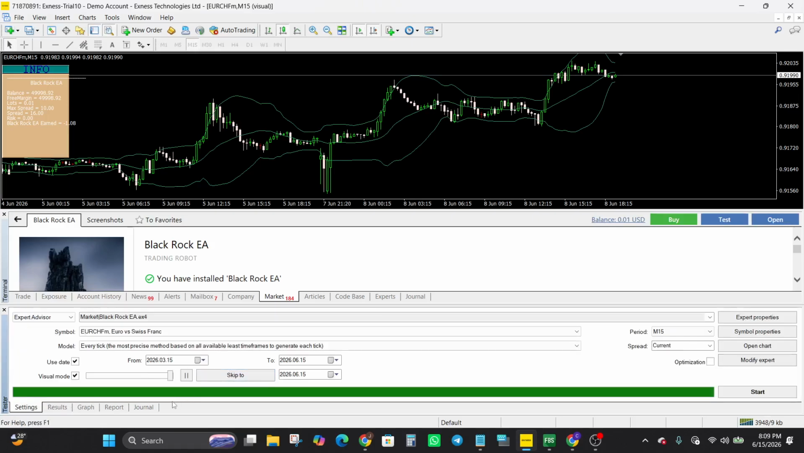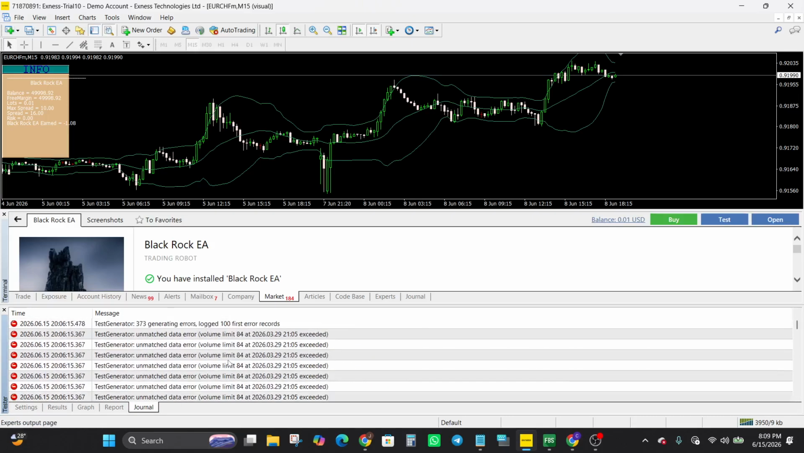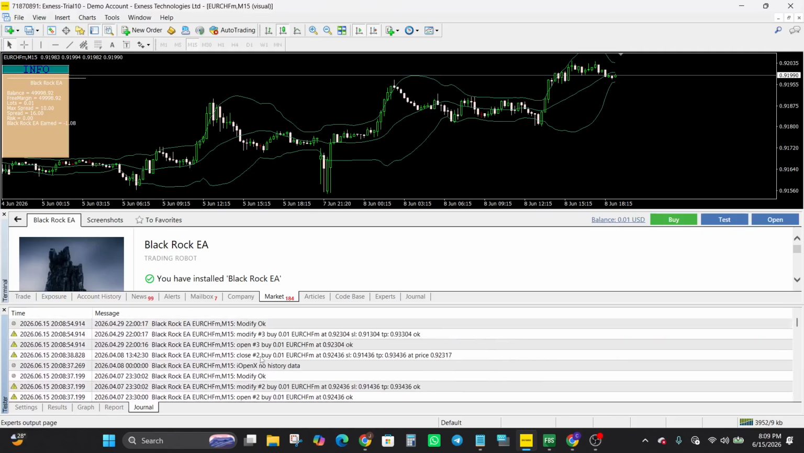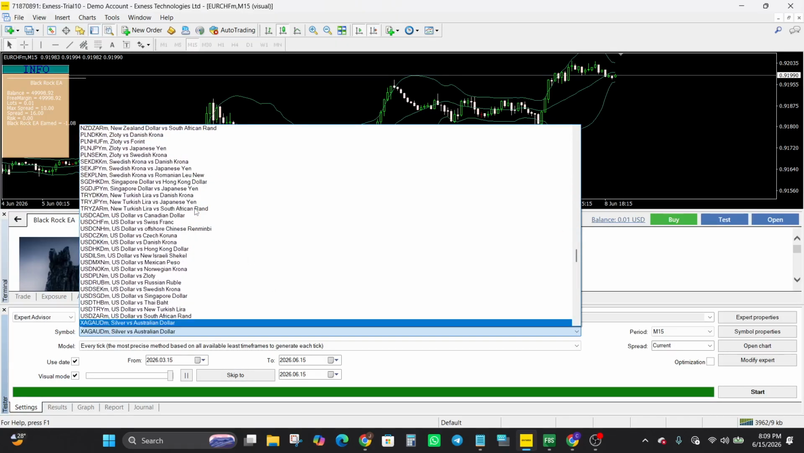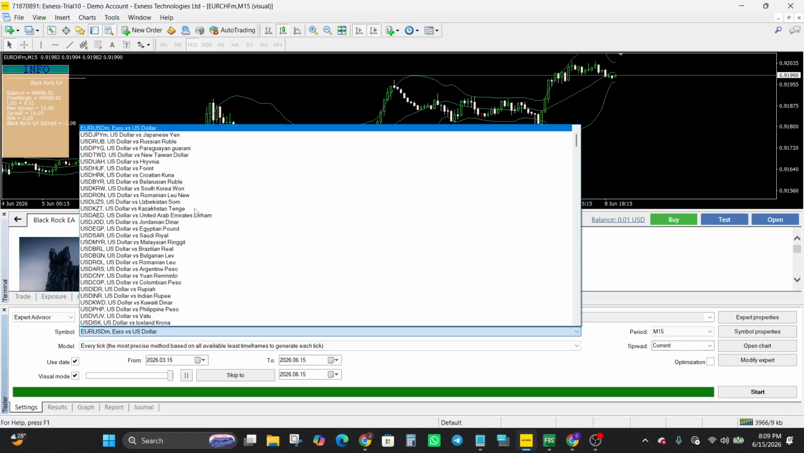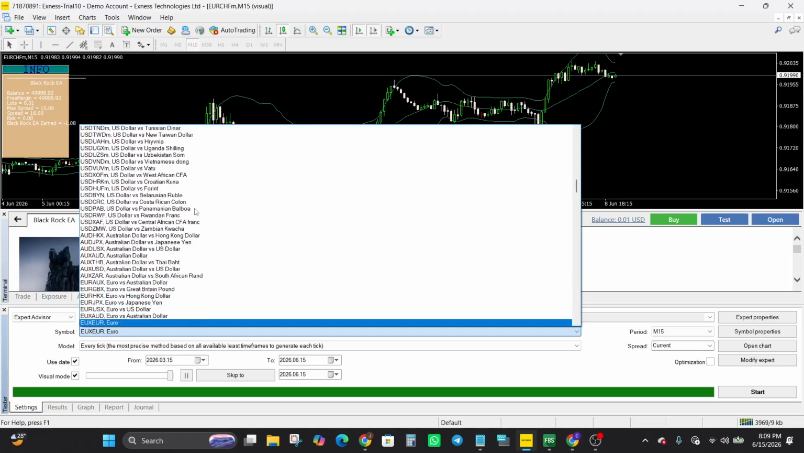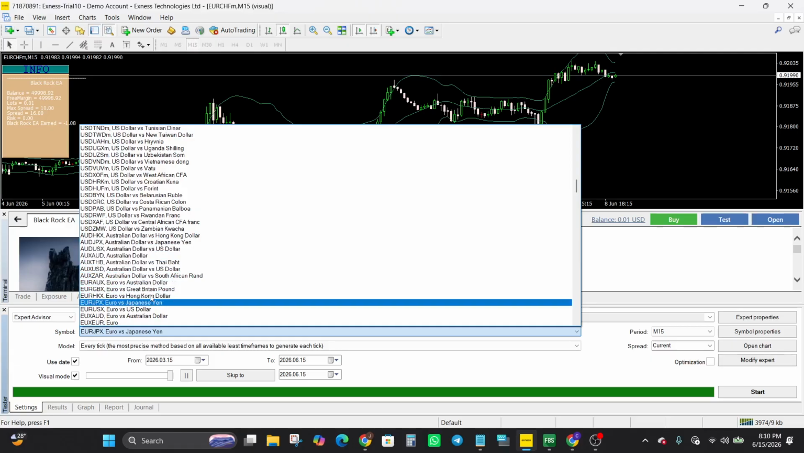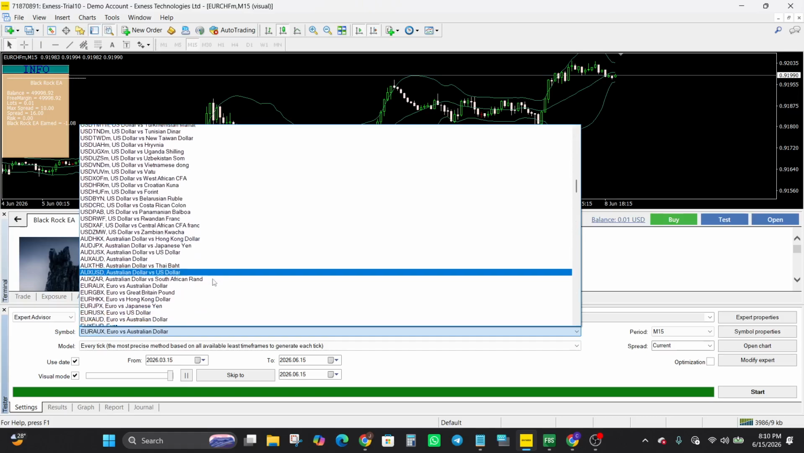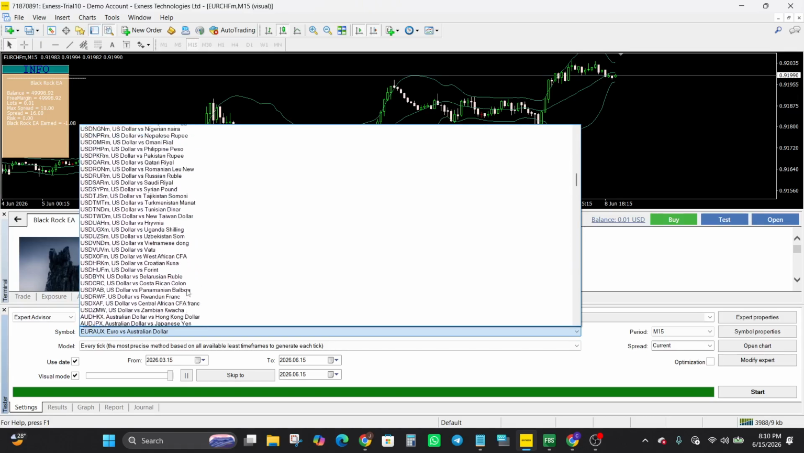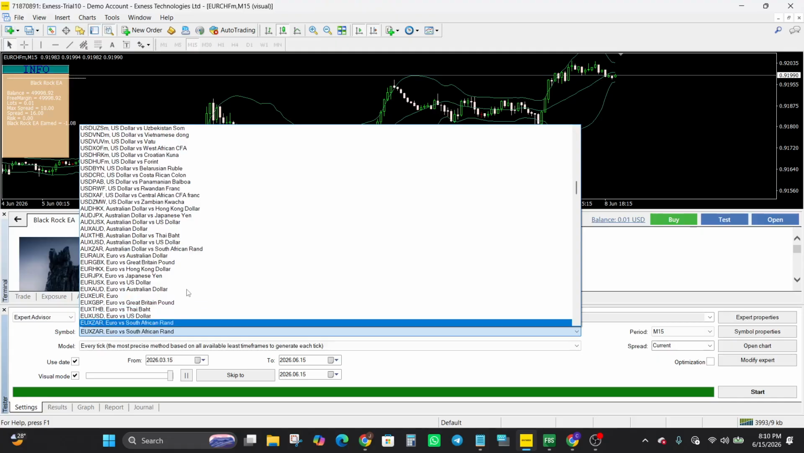Actually, these errors that seem to be coming out, I'm not exactly sure what the errors are for. Let me just do a very quick test right now. Okay, I'm just going to go to Euro USD. All right, let's see. Here is Euro USD now. I'm just trying to see if I'm still going to have the errors.